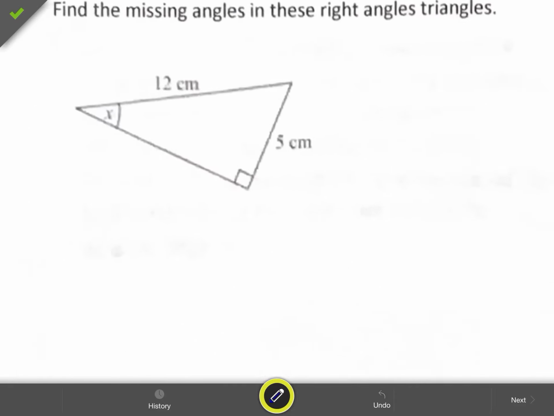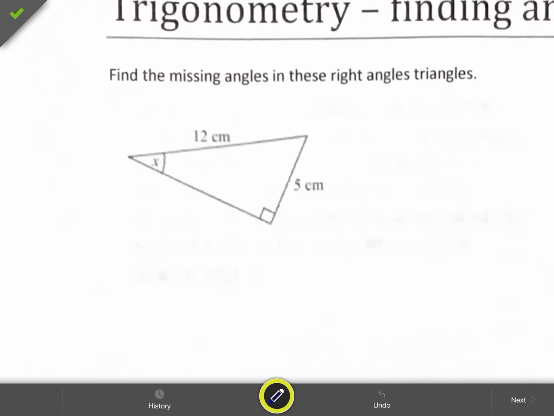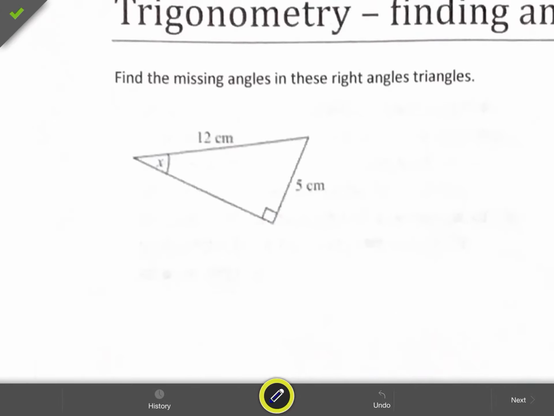So we're just going to jump in, see how this goes. Find the missing angles. Okay, so hopefully everybody sees this looks different than the other day. The other day we actually had a number here. Here it's X, or it can be any variable that they want to use.